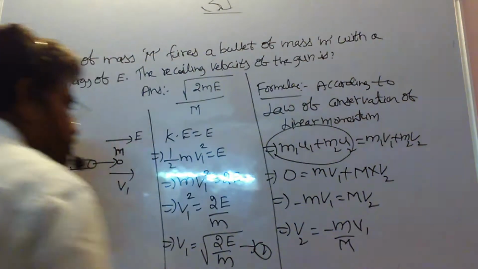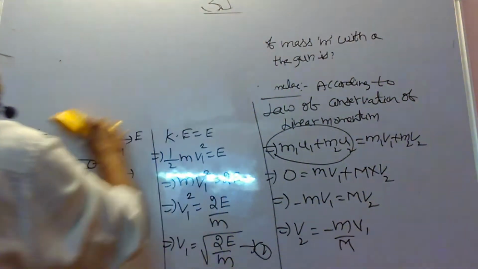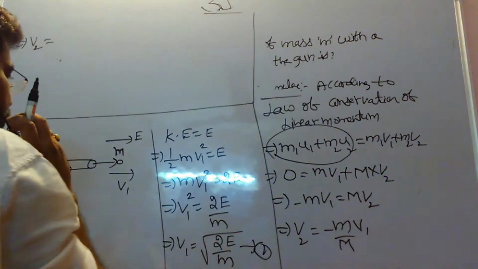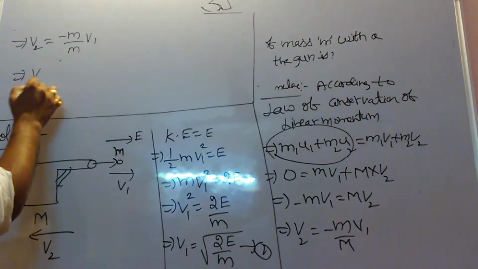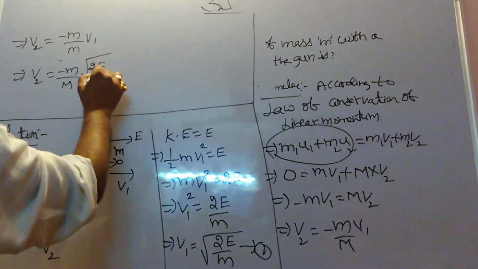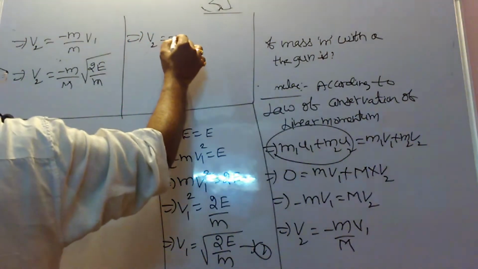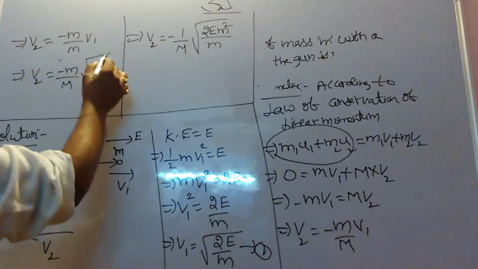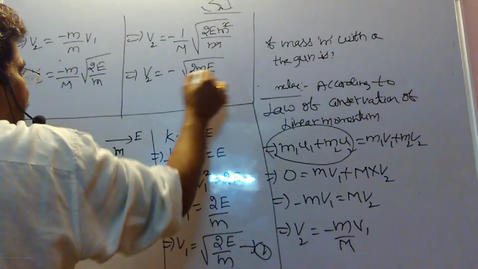Now substitute what is v1. So v2 equals minus small m by capital M into v1. This implies v2 equals minus small m by capital M into, what is the v1 value, square root of 2E by small m. That's all; due to the mathematics we are getting this. This implies v2 equals minus 1 by capital M square root of 2E into small m square by small m. And small m going inside, m square happens, so this cancels. Finally we are getting v2 equals minus square root of 2mE by capital M.